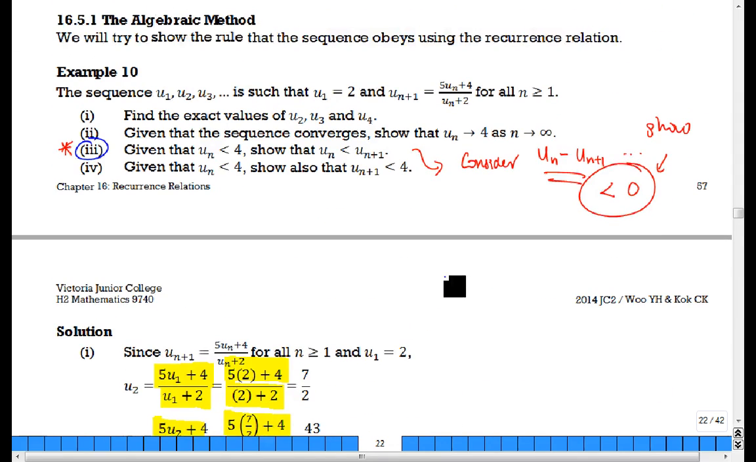Look here. Example 10 is the same question. Look here. u_{n+1}, these are all positive. There are no negative numbers, and the first term is positive. So you put 2 in, you will get a positive number. Correct? u_2 will be positive. You put another positive number here, u_3 will be positive. You put another positive number here, u_4 will be positive. So all the u_n are positive. Follow so far?